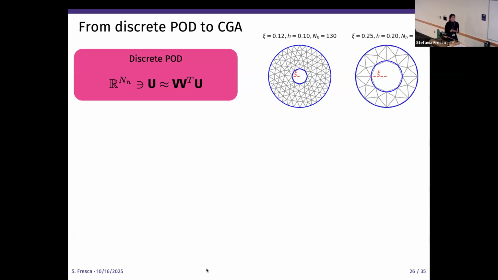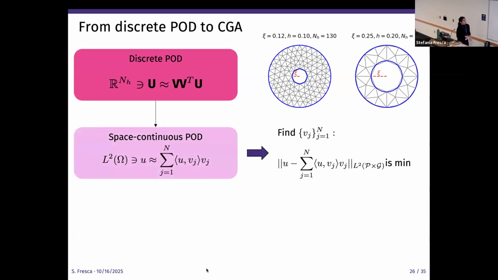However, there are domains for which a fine discretization is needed to capture the low scale effects of the physical problem, while there may be other configurations of the domain that just require a coarser discretization to grasp the underlying physics. So there is the need to be able to handle multi-resolution datasets. And in doing this, we move from the discrete POD to the space continuous one.